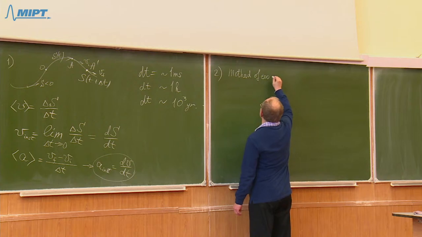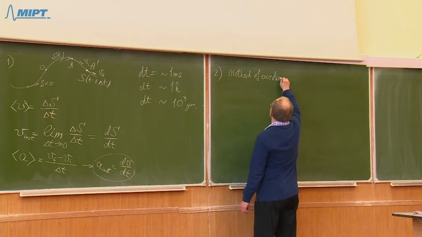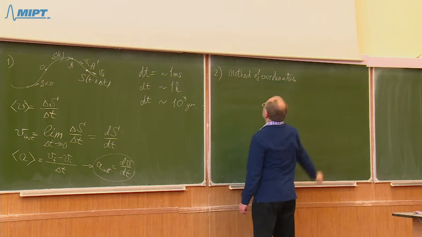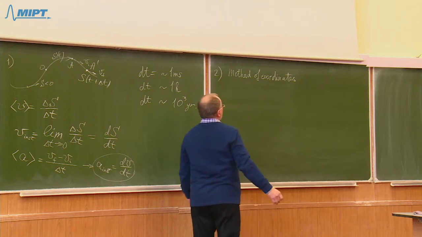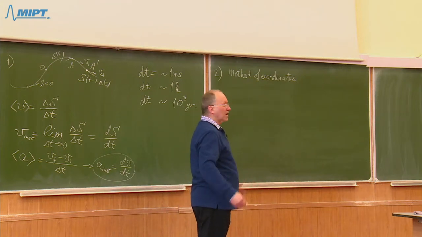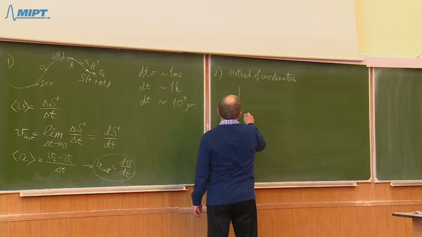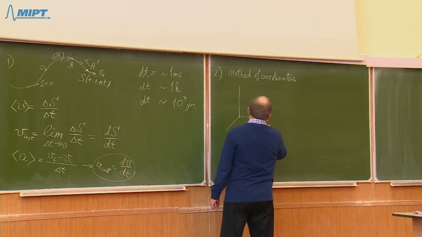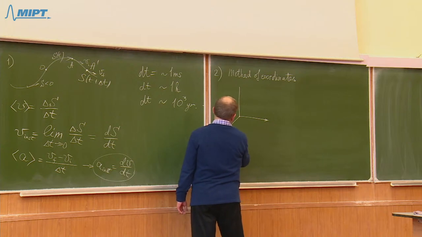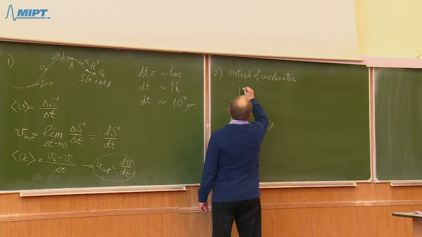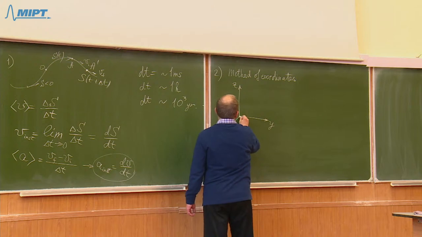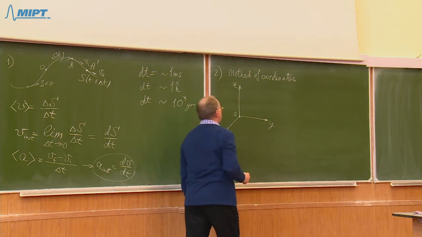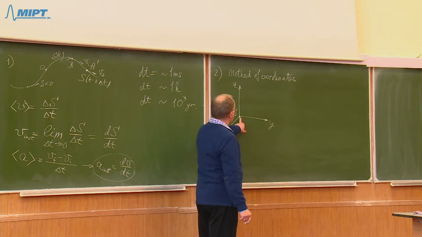Method of coordinates. So we have to choose some coordinate system, and this may be x and y and z. And this is the origin of the coordinate system.